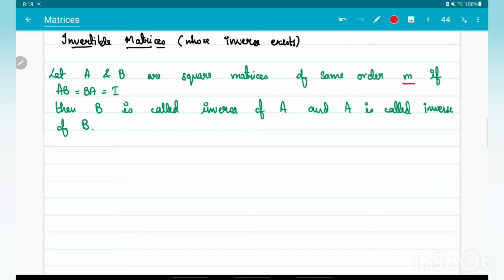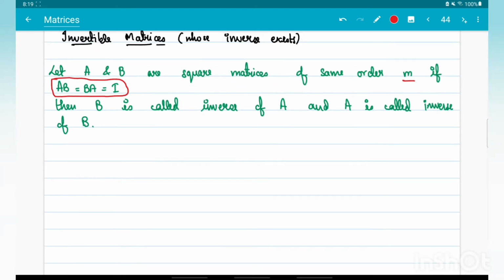So we have taken here two square matrices of the same order M, that is A and B, and upon taking this, if this condition is satisfied, that is A into B is equal to B into A, and that is equal to some identity matrix, and the identity matrix of the same order, then we can say that B is the inverse of A and A is also the inverse of B. Okay, in a way both of them are inverse of each other. Okay, so that is what is the inverse of a matrix.